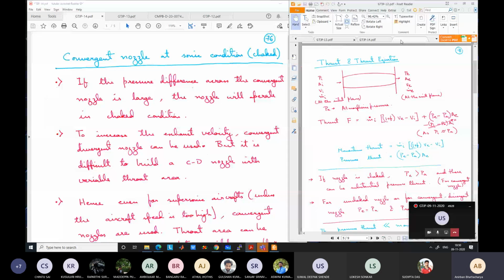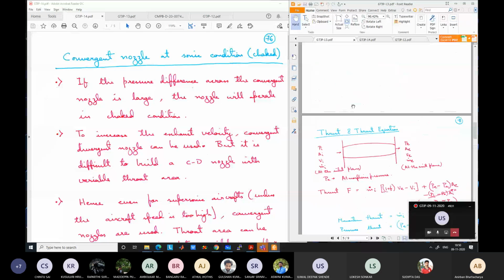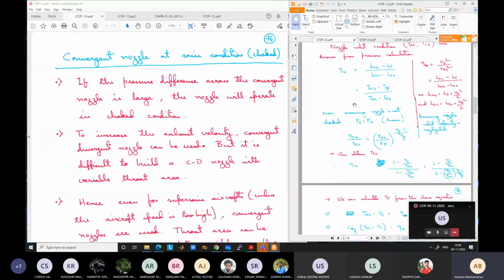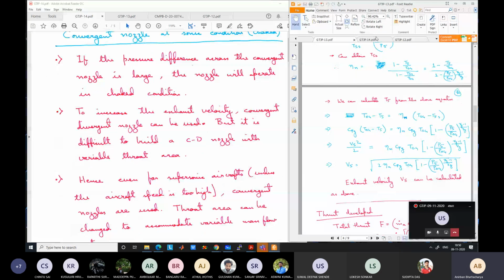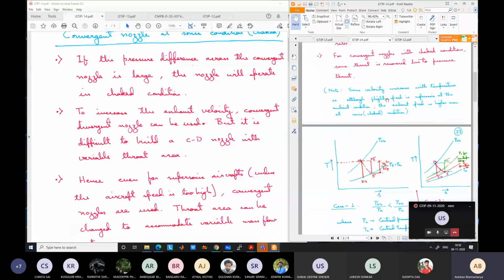Gas turbine jet propulsion, Part 13, it is there for the nozzle treatment, how to calculate the exit velocity. Now let us come to the choked condition, what happens in the choked condition.